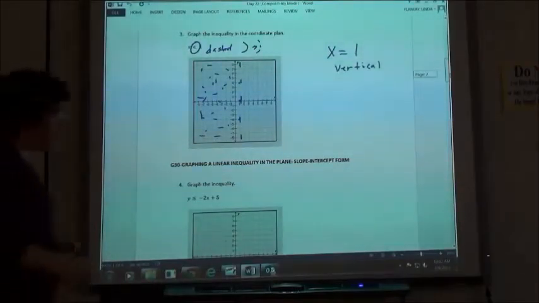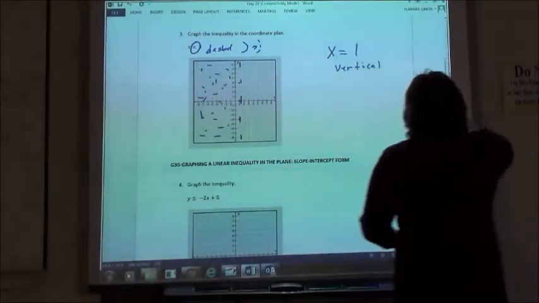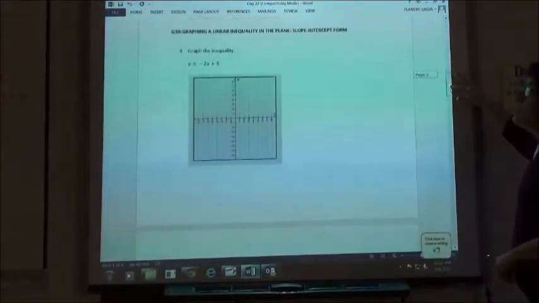Once you do the ones where you have the horizontal and vertical lines, then you'll do the ones that are in slope-intercept form.